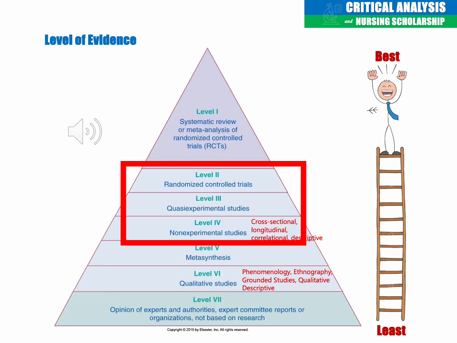Now, if you try to look back at the hierarchy of evidence that we have presented during our first session, you would notice that non-experimental studies and quasi-experimental studies, as well as the randomized control trials or true experimental research, fall under level 2 to level 4 in the level of evidence hierarchy.